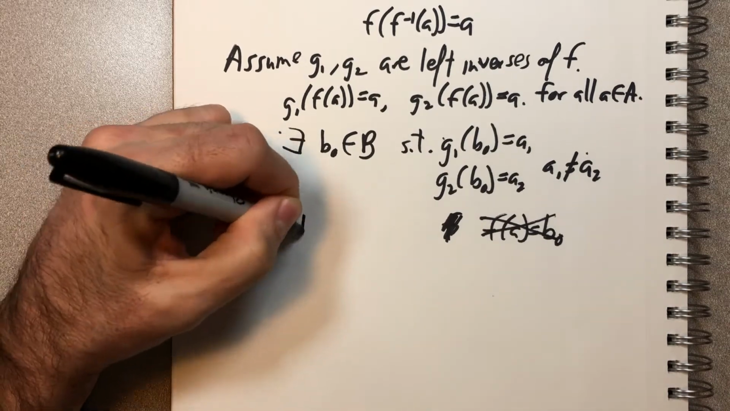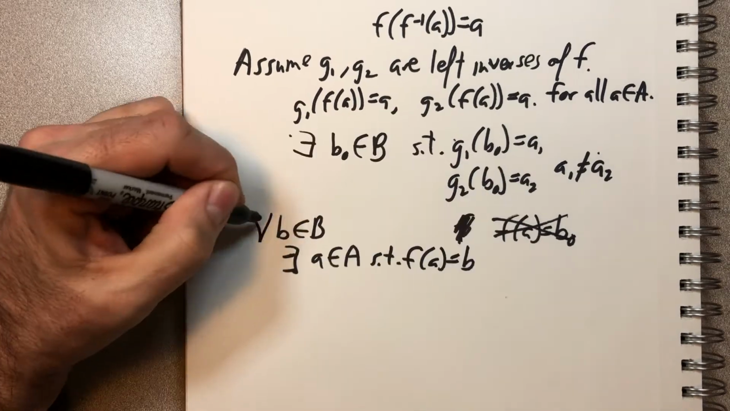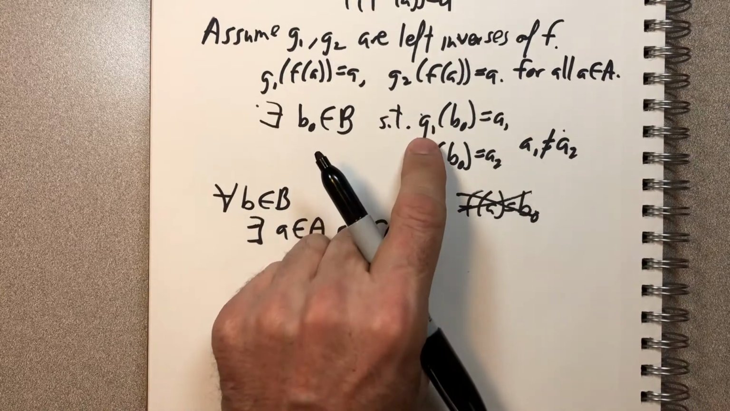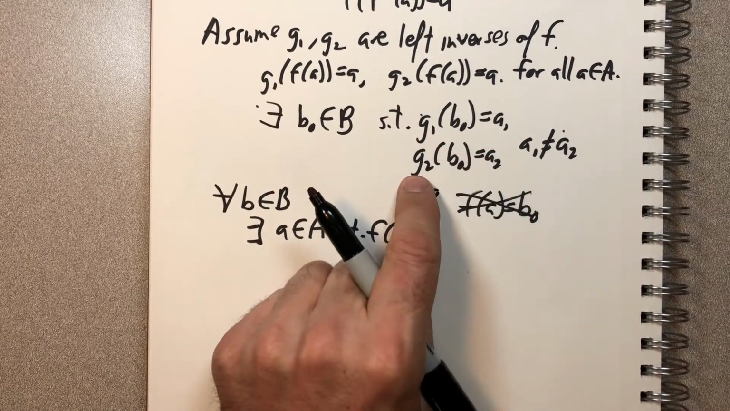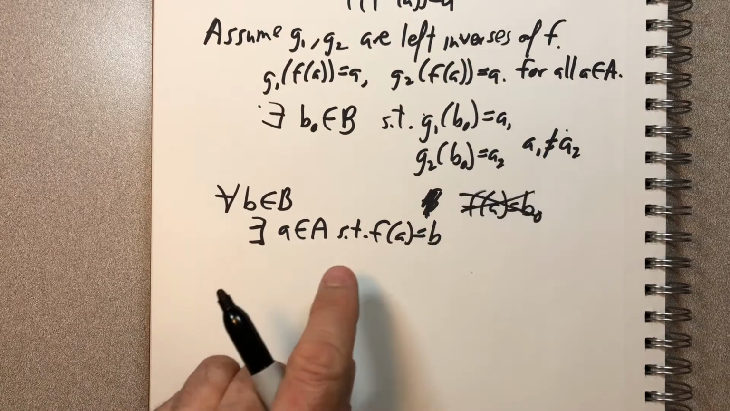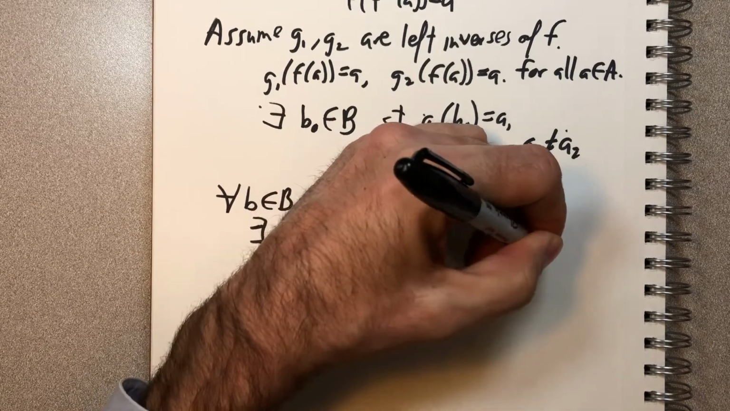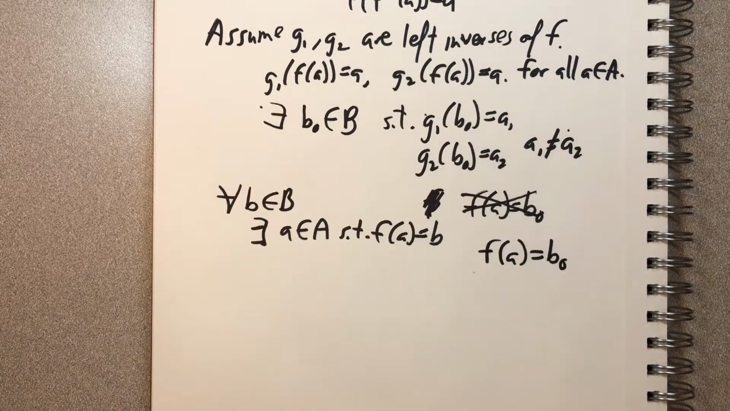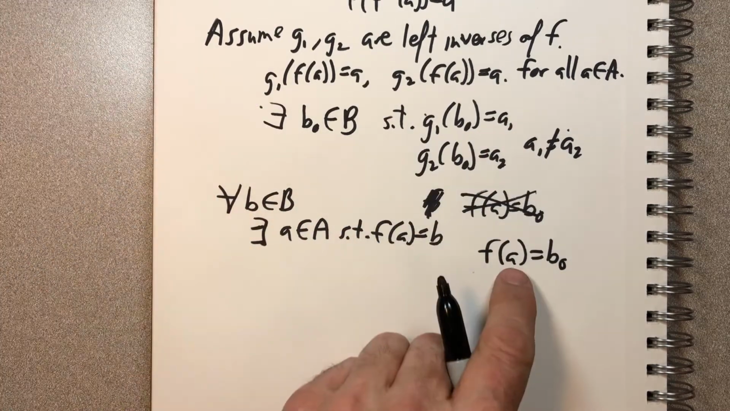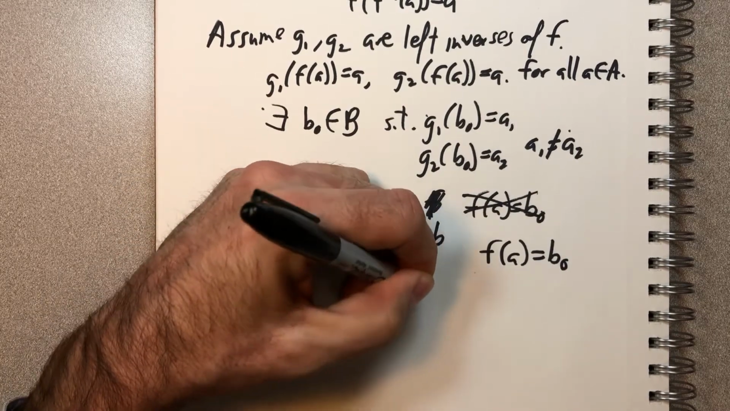But if f is surjective, then for every b in B, there exists an a such that f of a is b. So we assumed that g1 of b0 is a1 and g2 of b0 is a2, and that a1 does not equal a2. So since f is surjective, that means that there exists some a such that f of a equals b0. Now, because g1 is the left inverse of f, this a has to be a1. So it has to be that f of a1 equals b0.